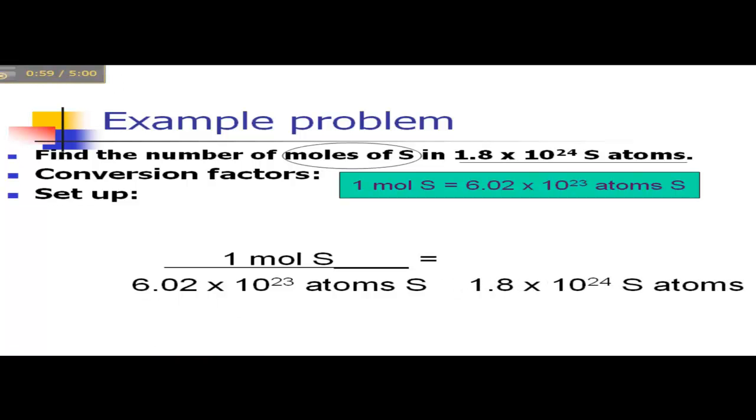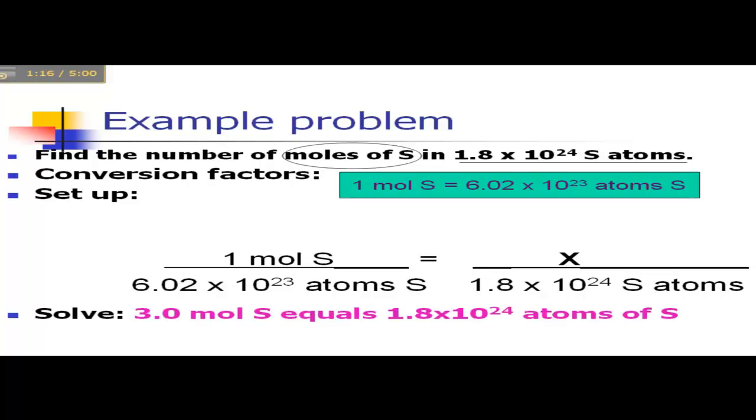Okay, so there's our problem, our given on the bottom. There's x on the top. So when we cross multiply, we do 1 times 1.8 times 10 to the 24 is equal to 6.02 times 10 to the 23rd times x. And then you solve for x. So your answer should be 3.0 moles of sulfur is equal to 1.8 times 10 to the 24 atoms of sulfur.